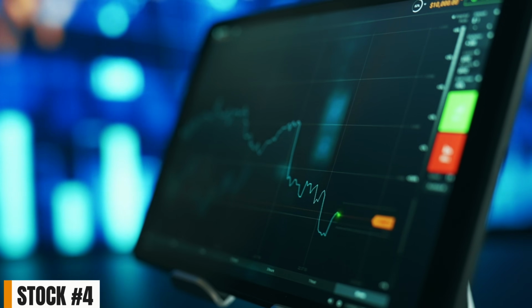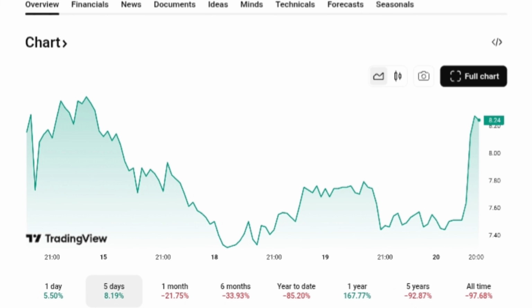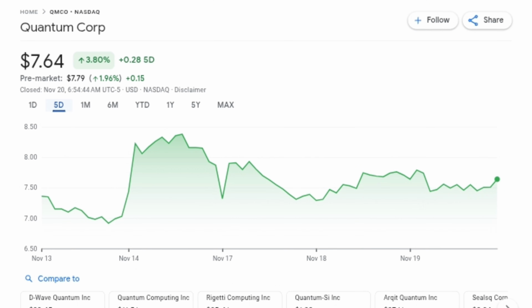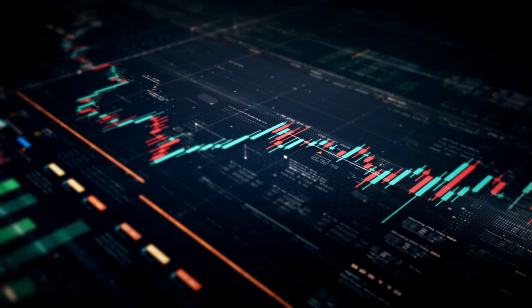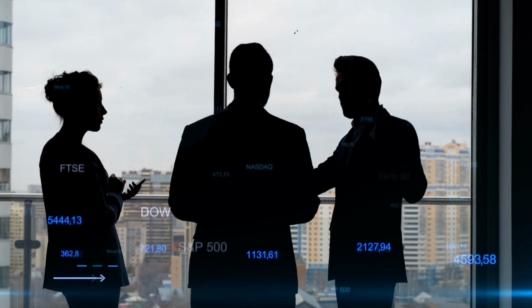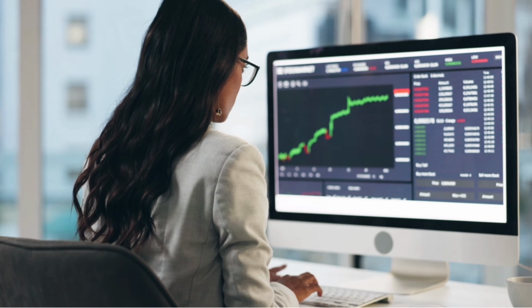The fourth and final quantum penny stock on our list is Quantum Corporation, trading under the ticker symbol QMCO on the NASDAQ, currently priced around $7.64. While it trades slightly above the traditional $5 penny stock threshold, it still remains within the affordable small cap range and fits the criteria of an early stage opportunity.